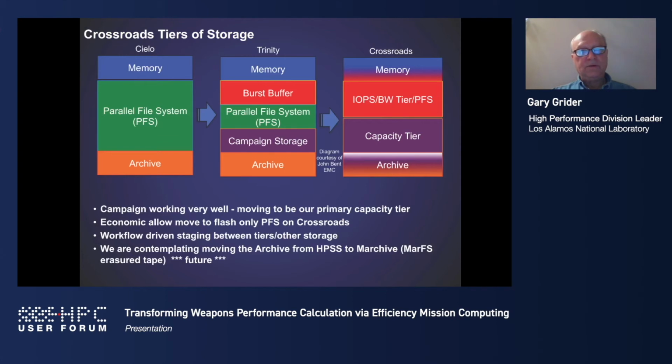Crossroads will have a different storage tier system because we've learned something, and the economics have changed a bit. Campaign is working very, very well, so we're going to grow it, and the burst buffer is working very, very well, so we're going to just move to an all-flash parallel file system here in the red, and the capacity tier will grow in the purple, and then archive and factual will shrink. We're even contemplating moving the archive from HPSS to Marchive, which is basically the same technology we use for our campaign.